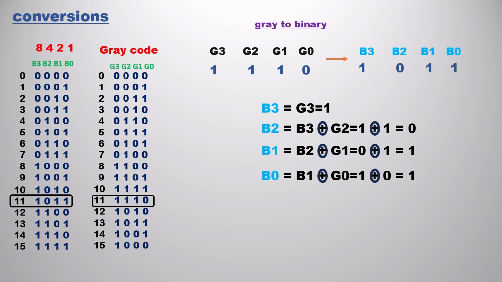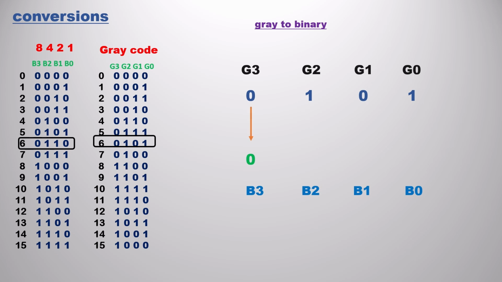The last bit is B0. B0 can be obtained by the XOR operation of the previous output and the coming input, that is B1 XOR G0. If you observe B1, that is 1. If you observe G0, that is 0. Both are different, so we are going to get output as 1.